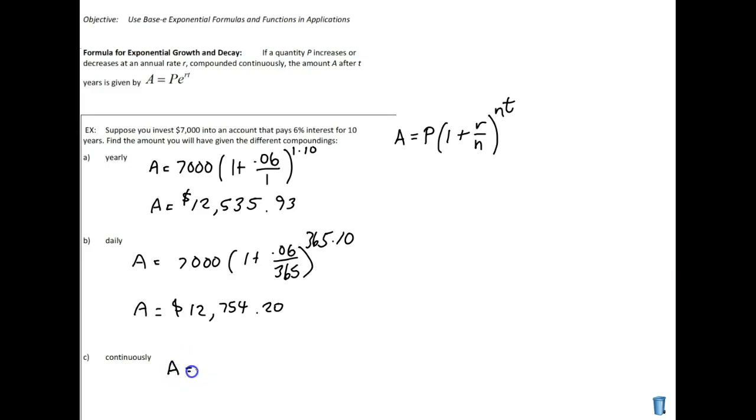So in this case, we're going to put in our 7,000. And then we're going to say e to the 0.06 times 10 power. And when we multiply this one out, it's still going to be more. Maybe not a lot more, but it's still going to be more than if we did it daily.